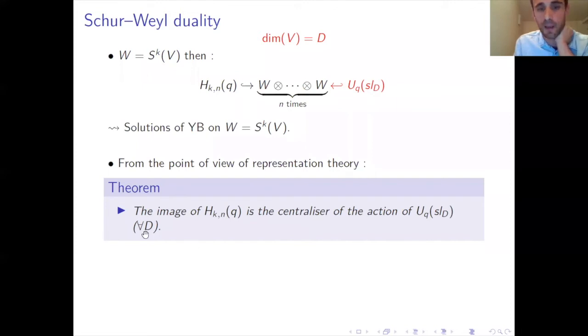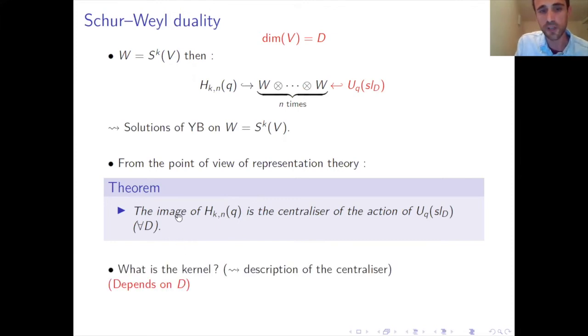Okay. Oh, and also I should insist on the fact that this is for every dimension D, but the algebra here does not depend on D. In a sense, it's a sort of universal centralizer. It controls the centralizer of UQSLD for every D. But again, of course, this is only the homomorphic image of the algebra.